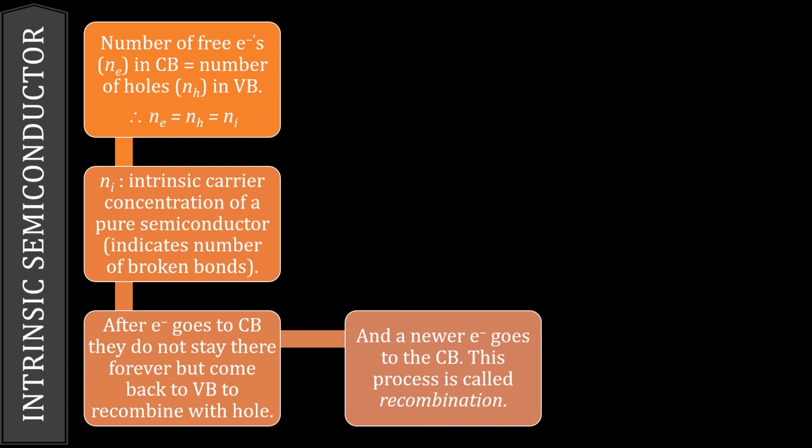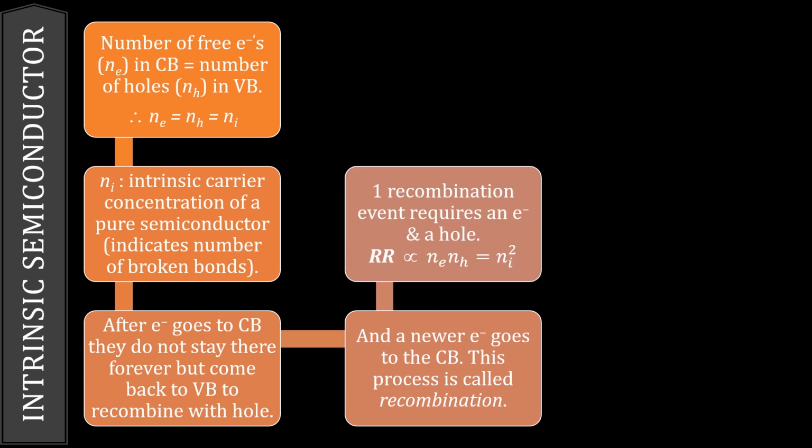The process of coming back is called recombination. Now this recombination requires that one electron combines with one hole. So therefore the recombination rate must be proportional to Ne into Nh. But we know that Ne is equal to Nh is equal to Ni. Therefore the recombination rate is proportional to Ni square.